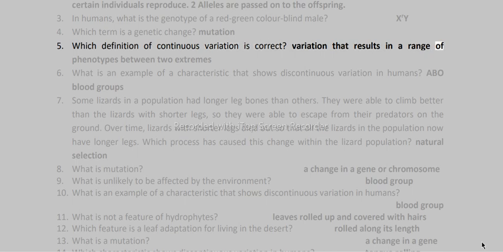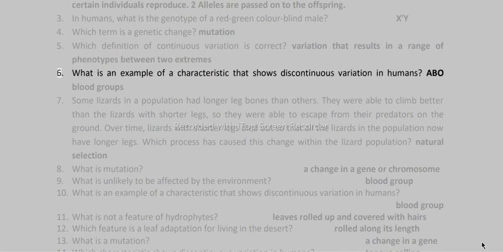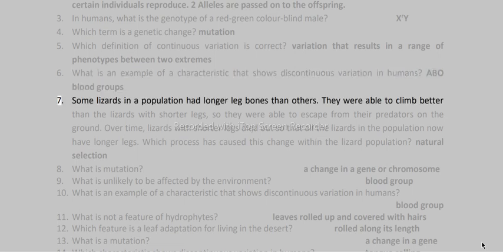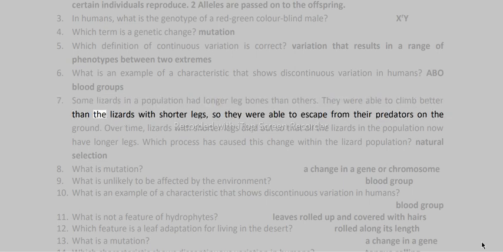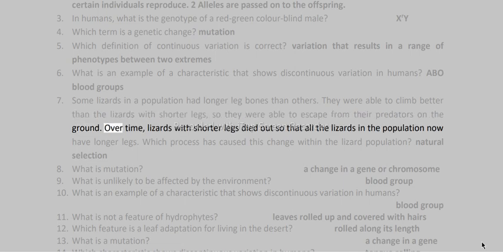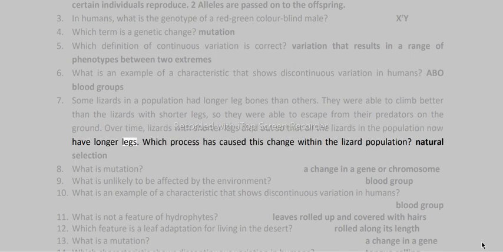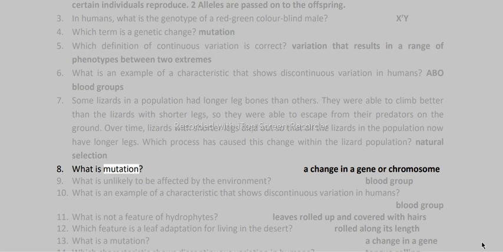5. Which definition of continuous variation is correct? Variation that results in a range of phenotypes between two extremes. 6. What is an example of a characteristic that shows discontinuous variation in humans? ABO blood group. 7. Some lizards in a population had longer leg bones than others. They were able to climb better than the lizards with shorter legs, so they were able to escape from their predators on the ground. Over time, lizards with shorter legs died out so that all the lizards in the population now have longer legs. Which process has caused this change within the lizard population? Natural selection. 8. What is mutation? A change in a gene or chromosome.